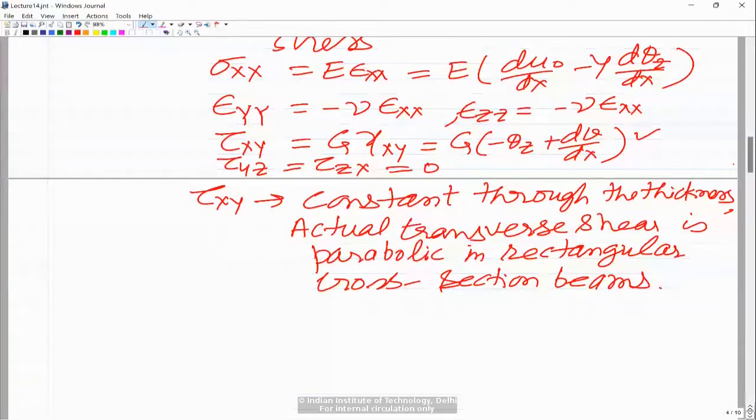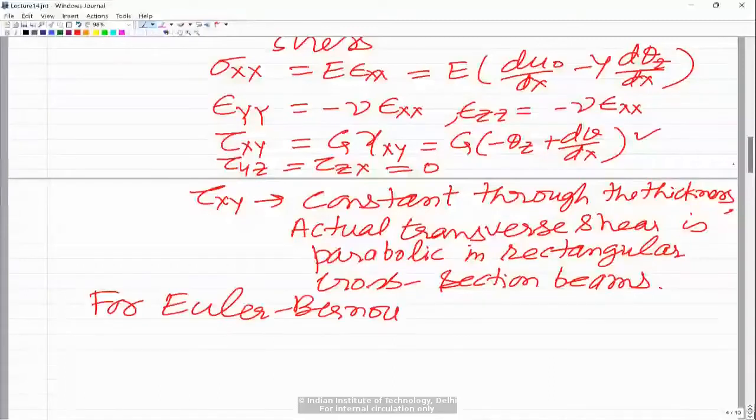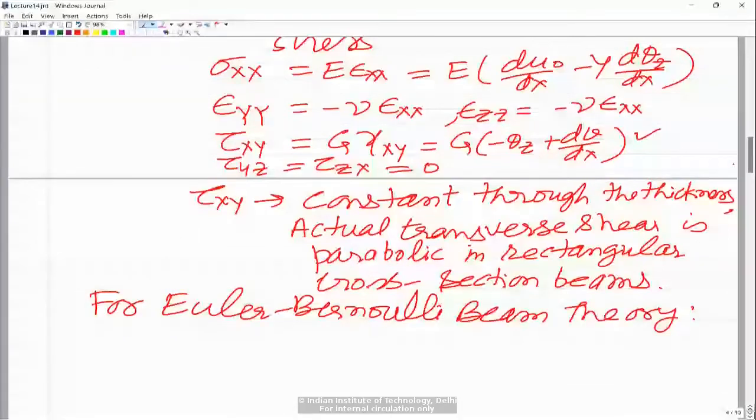Now as a special case, I want to go back to Euler-Bernoulli beam theory. Although in this discussion we are concentrating on Timoshenko beam theory, I just want to tell you that as a special case of this theory, we get Euler-Bernoulli beam theory.